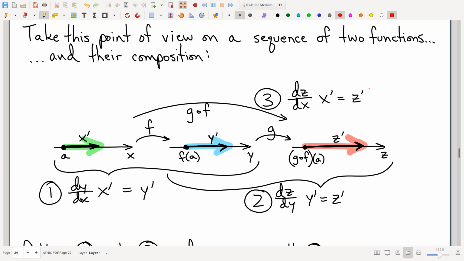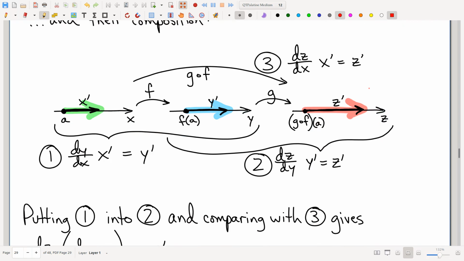I mean, this is not a deep point. If I give you some number, and I say multiply it by 2, and now multiply that by 3, altogether you've multiplied by 2 times 3. You've multiplied by 6. Again, no big deal. So that, in fact, is the chain rule.